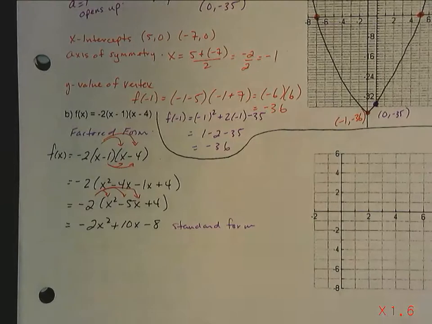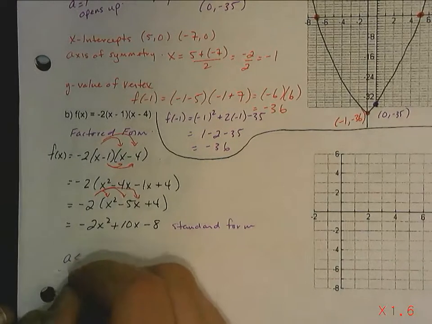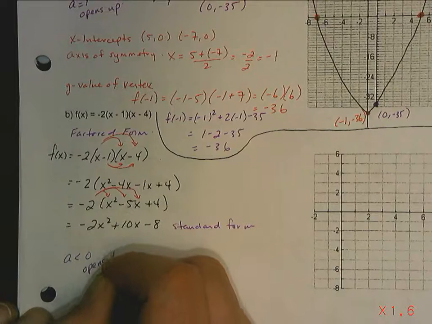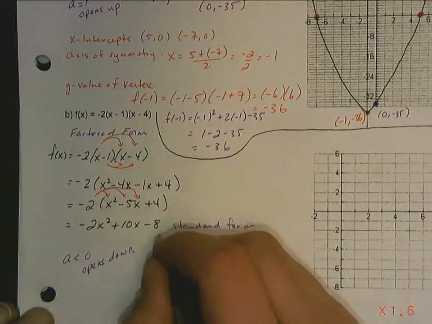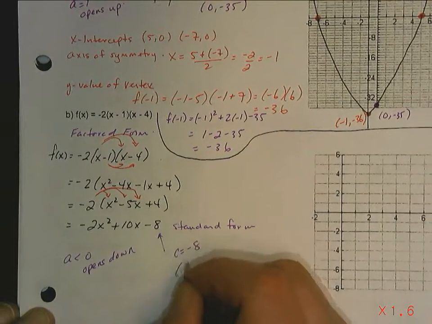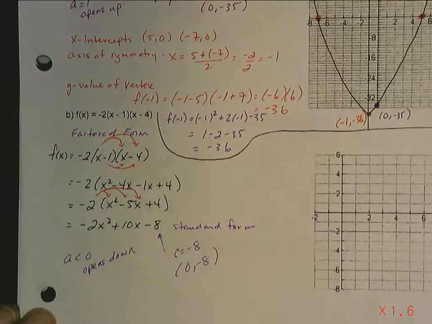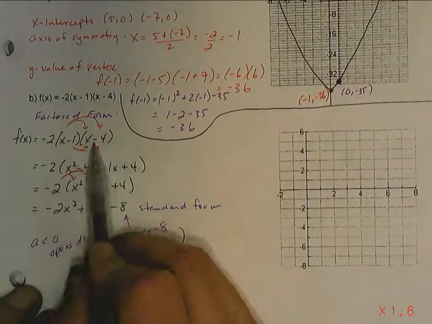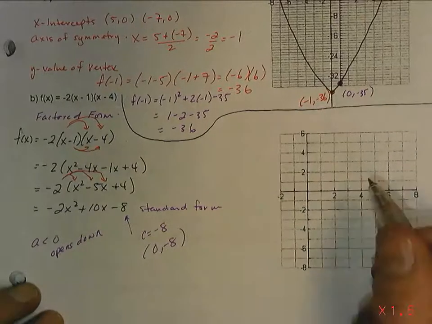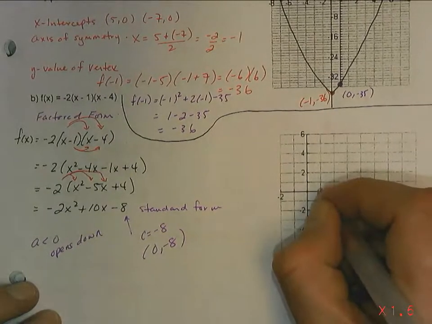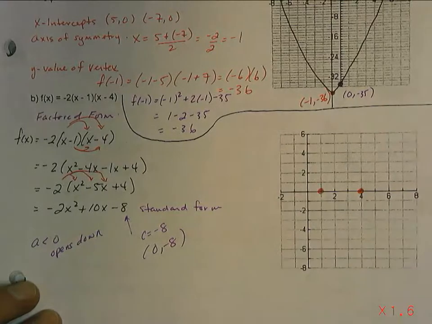Okay, so what do we know? Well, we know that a is less than 0, so it opens down. I know that my c value is -8, so it's going to cross at (0, -8). That's my y-intercept. What else do I know? Well, I know some x-intercepts. I've got an x-intercept at 4, and an x-intercept at 1. This (0, -8) is down here.